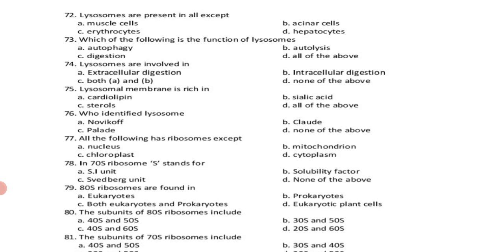Then question number 79, 80S ribosomes are found in. The 80S ribosomes are found in eukaryotes, including plants, animals and algae. Question number 80, the subunits of 80S ribosomes include.